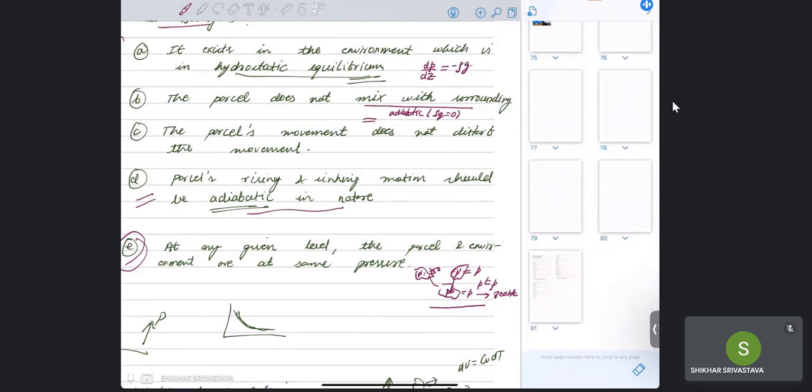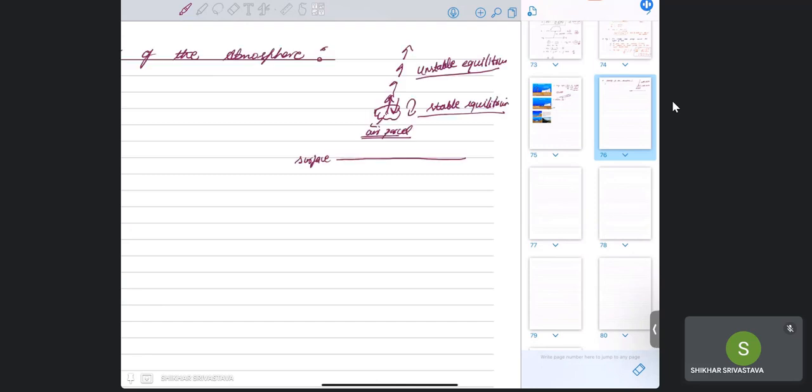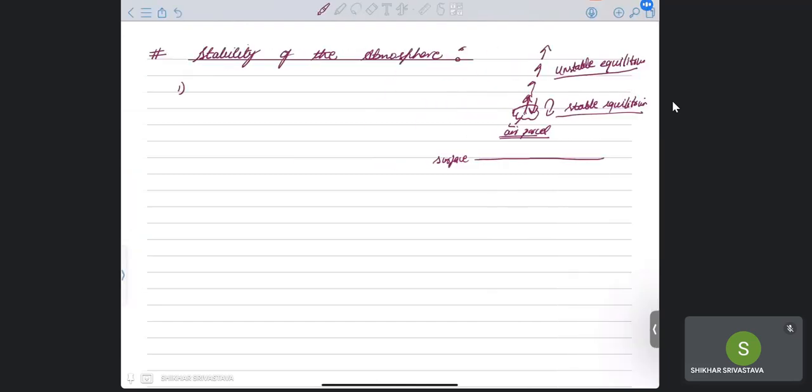Based on these assumptions, we'll derive the vertical stability of the atmosphere. Okay, so let us assume that we have an air parcel with density rho dash and pressure P dash.